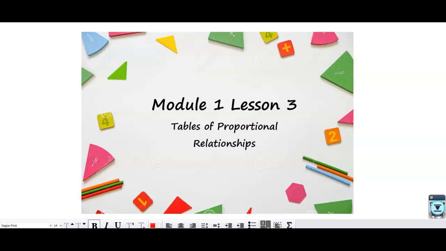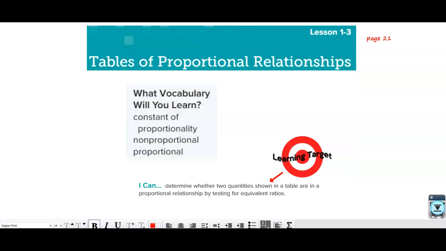Okay, so this begins in your book on page 21. The vocabulary you will learn: the constant of proportionality. We're going to use that word a lot. Non-proportional and proportional, we already have been using those. Your I can statement is right here, and it's on every page. I can determine whether two quantities shown in a table are in a proportional relationship by testing for equivalent ratios.